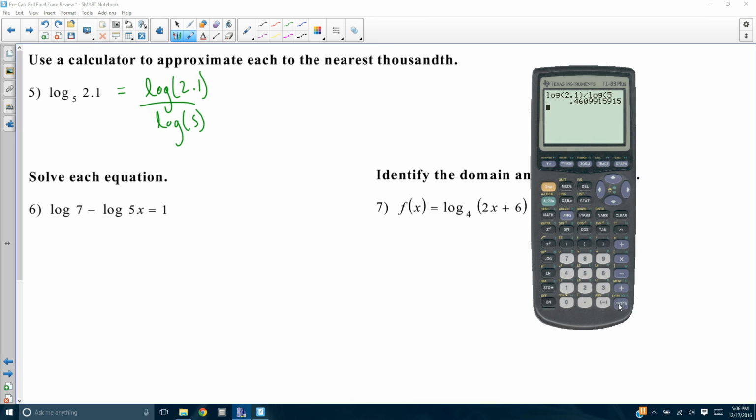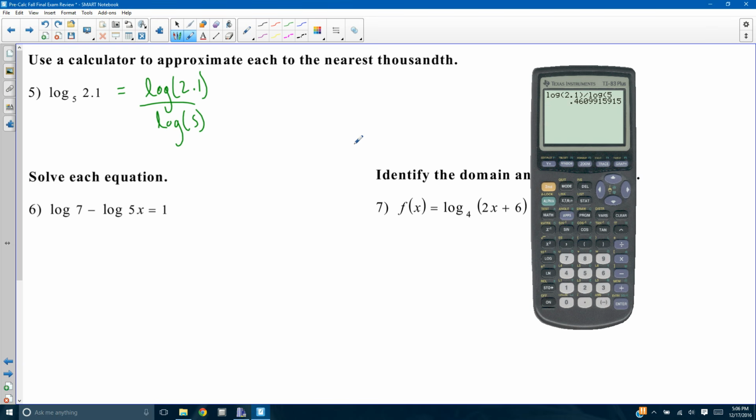Okay, 0.46099, etc. Nearest thousandth, so nearest 3 decimal places. So this is equal to approximately 0.461.